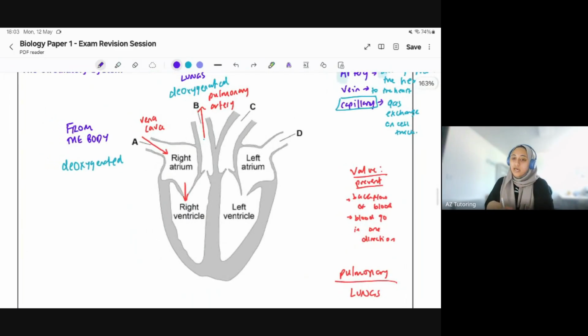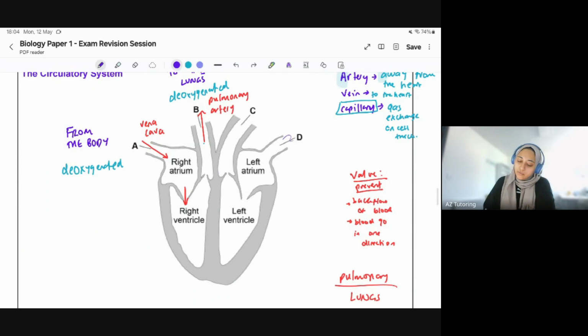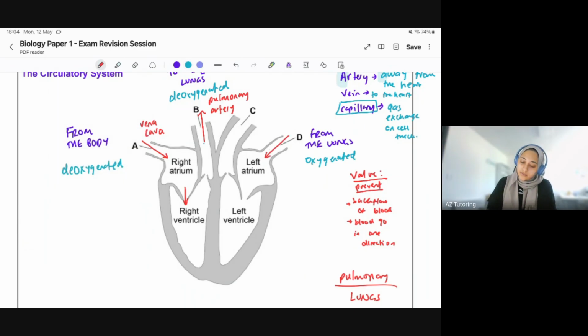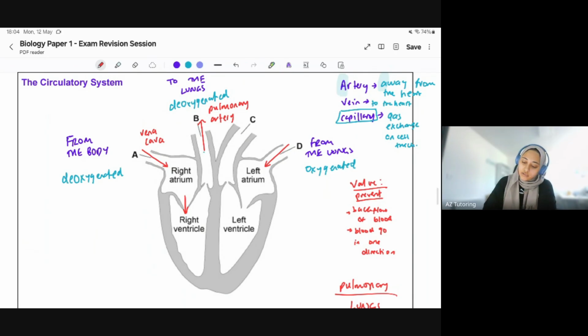And this is an actual heart diagram as well from the exam for AQA. So we're going to come over to D now, the left atrium. So it's come from the lungs. And this time it's got oxygen inside it because it's already got that oxygen. So we say it's oxygenated. And since it's coming to the heart, it's a vein this time because it's coming to the heart.